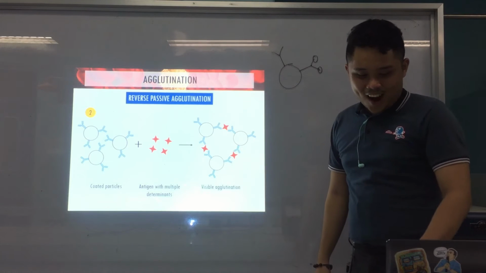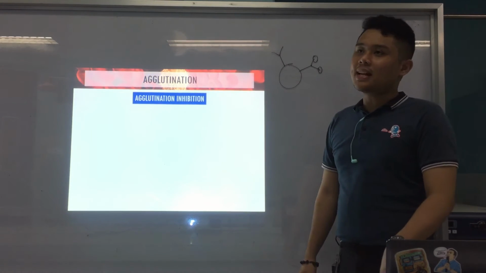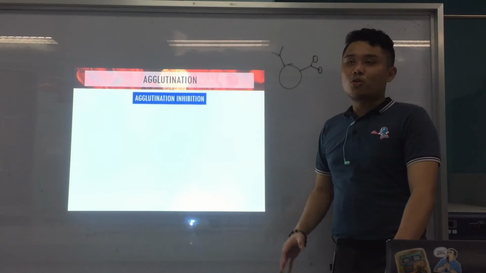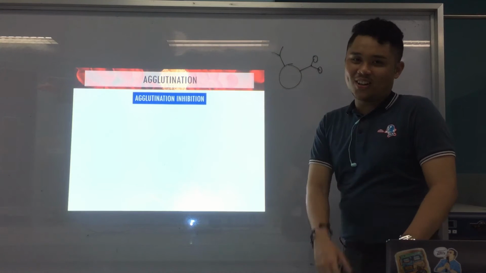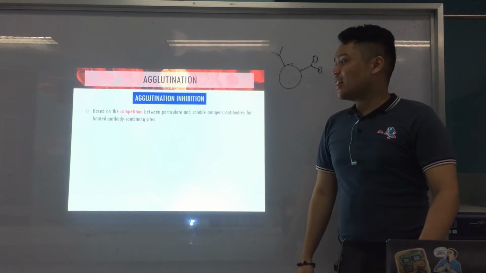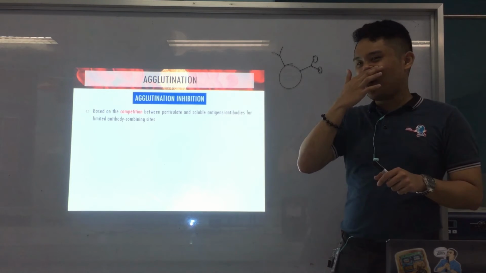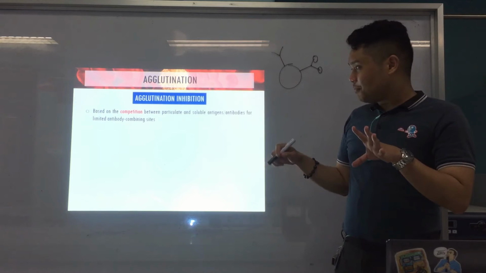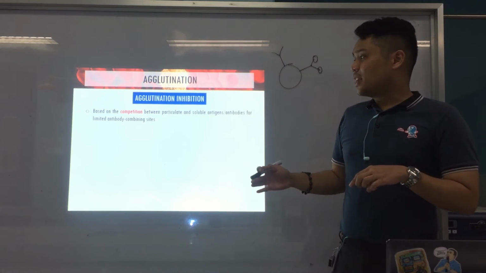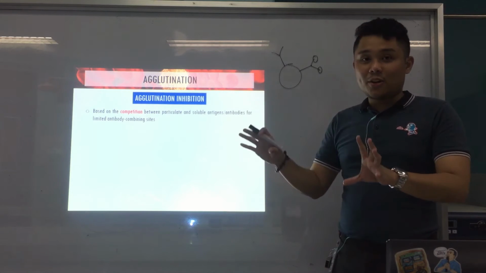Next we have another type, agglutination inhibition. By the name itself, there is inhibition, so there is a stop. It is based on competition. So there is competition that happens. It is competition between the particulate and soluble antigens or antibodies for limited antibody combining sites. You will understand this better with the illustration later.